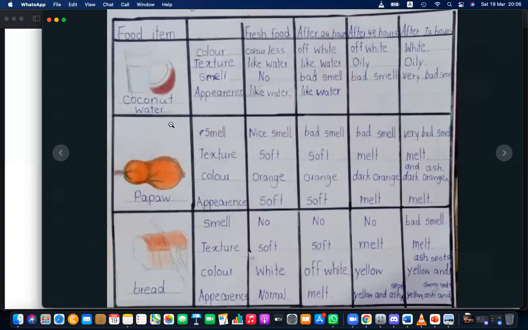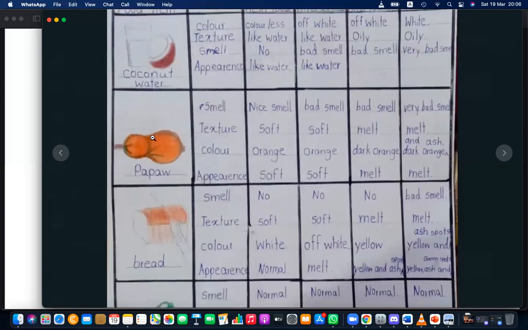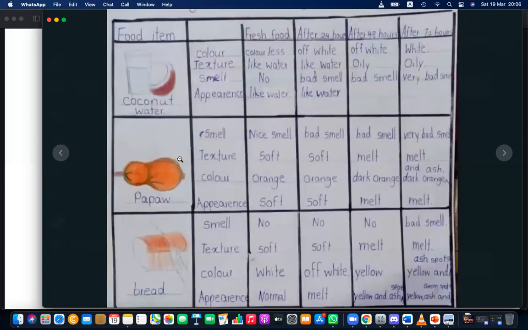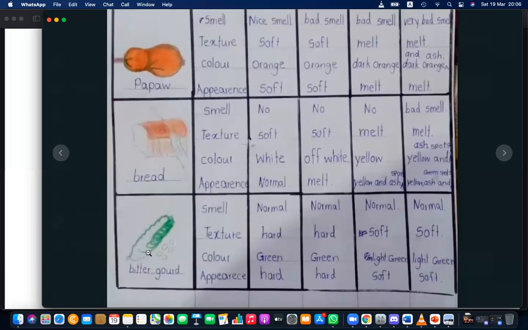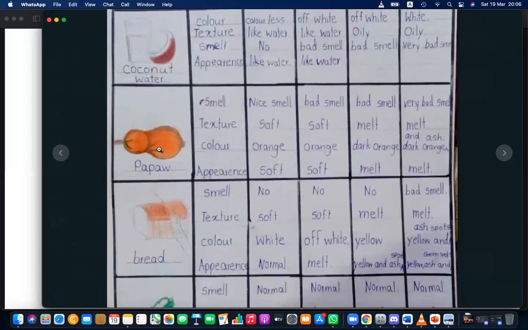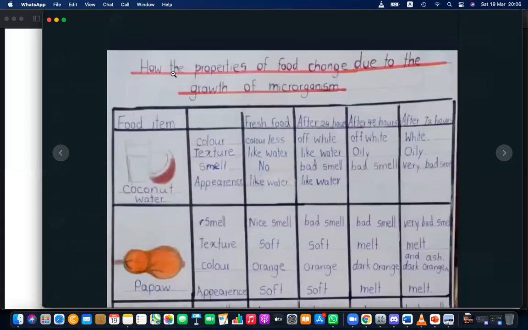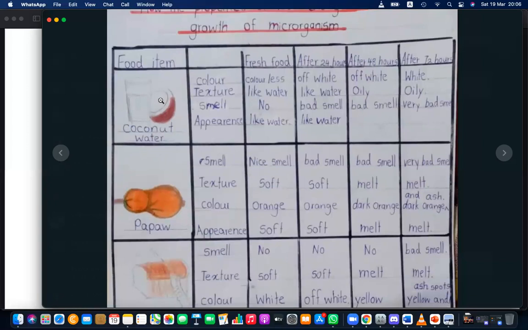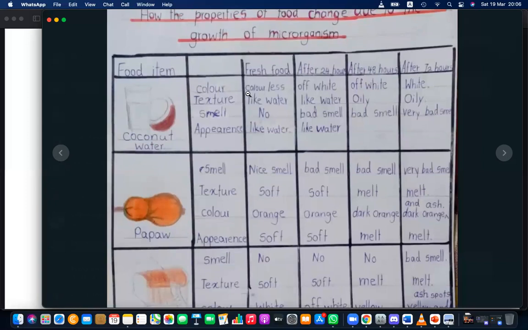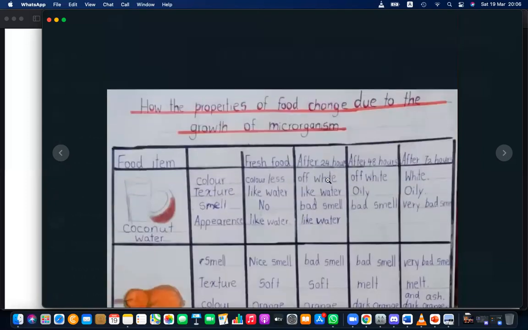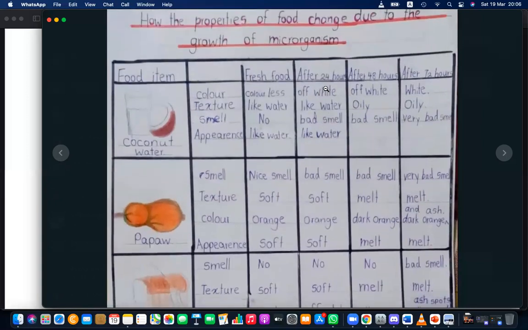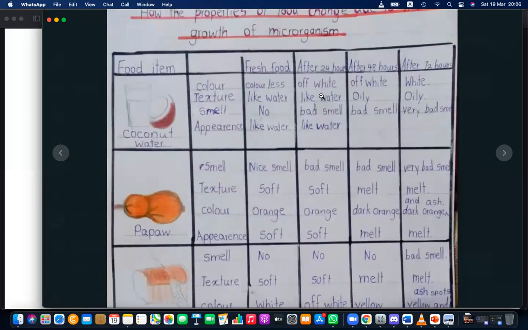Bitter gourd is a type of vegetable, or you can take it as a fruit. There is a cover protecting the internal cells. But here, with the bread, you have taken the cover away, and only coconut water is taken, so it's easily accessible. Therefore, after 24 hours you can observe the growth of microorganisms, and the color turned off-white.